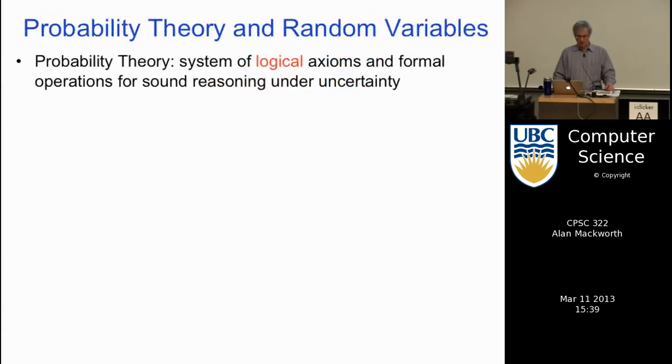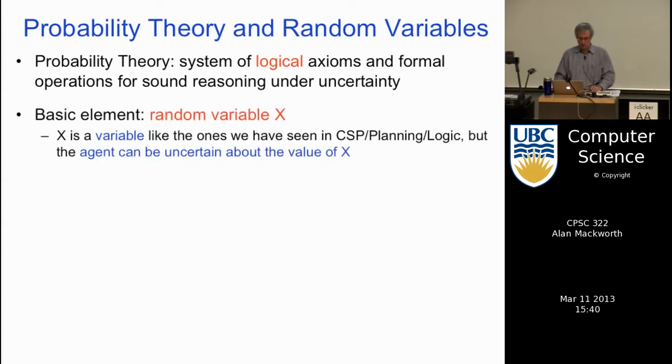So we're going to give some meaning to what we do with this notion of probability theory by talking again about possible worlds. So we're all going to tie this back to our same theory we had before. This is not new. Okay, so as I said, probability theory is a system of logical axioms and formal operations for sound reasoning under uncertainty. We're not going to go into the formal logical version of probability theory, but it's all in the book.